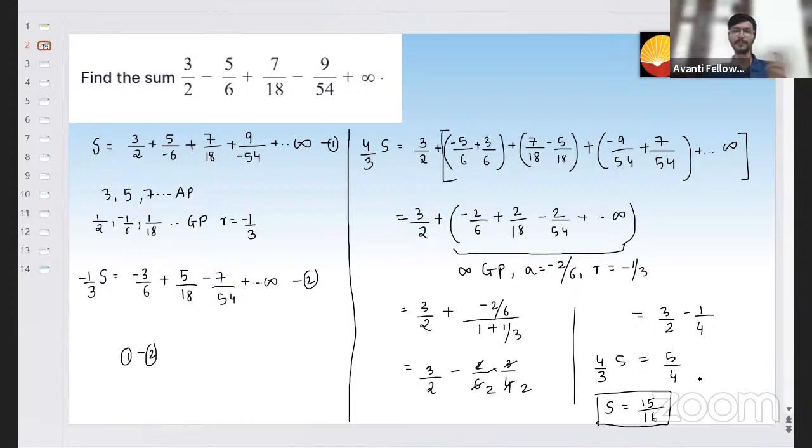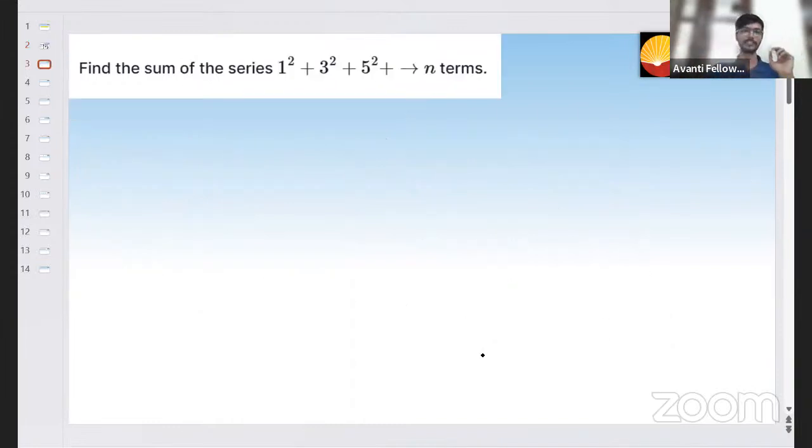Or if there is an option, you can select it as well. S is 15 by 16. Let's look at the next sum. This is a very typical sum, right? Follow the steps and you will get your answer. Sequence series is like this only. Many questions are like that: follow the steps and you will get your answer. So let's look at the next question.